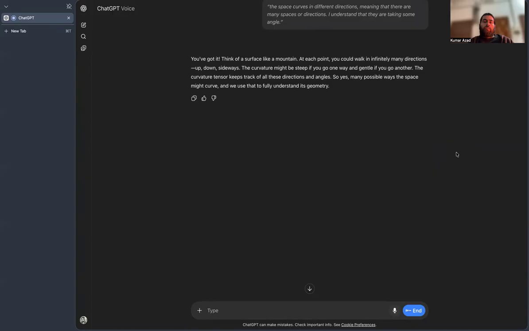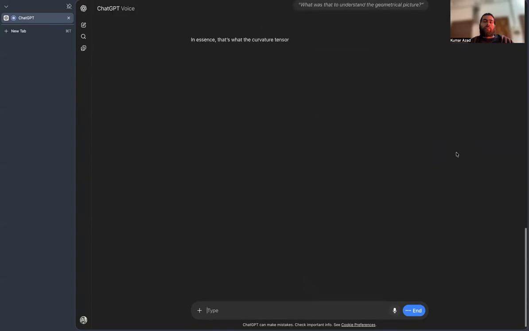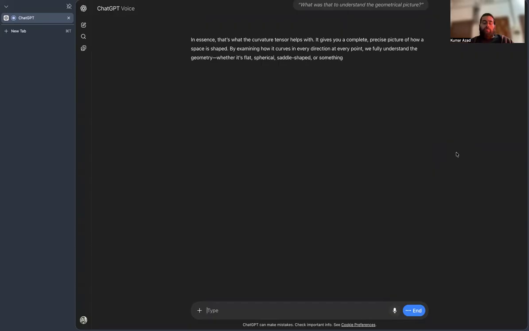So what was that to understand the geometrical picture? In essence, that's what the curvature tensor helps with. It gives you a complete, precise picture of how a space is shaped. By examining how it curves in every direction at every point, we fully understand the geometry, whether it's flat, spherical, saddle shaped, or something more exotic. In short, it's our mathematical tool to reveal the shape and behavior of the space we're exploring.